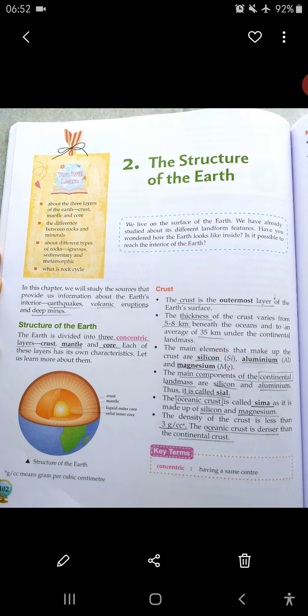The crust is the outermost layer of the earth's surface. As you can see in the diagram, the crust is the outermost layer. The mantle is the layer below the crust, that is, the mantle lies between the crust and the core. And the core is the innermost layer of the earth. Now we will discuss all three layers of the earth one by one.